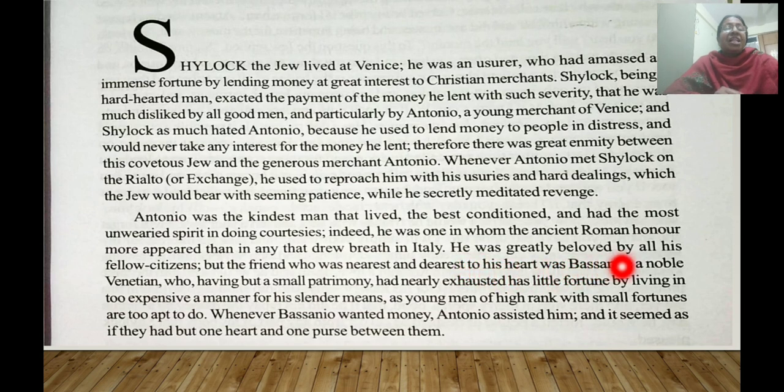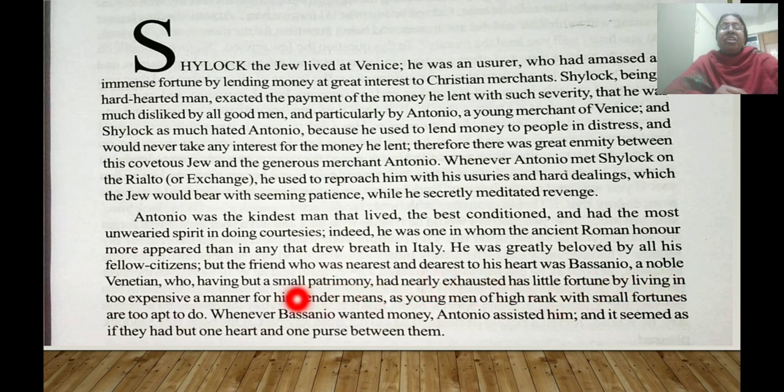He was greatly beloved by all his fellow citizens. So Antonio was greatly loved by all his fellow citizens, his groups, friends, neighbors, everyone loved him. But the friend who was nearest and dearest to his heart was Bassanio. So Bassanio was his bosom friend, his fast friend, and very much dear to him.